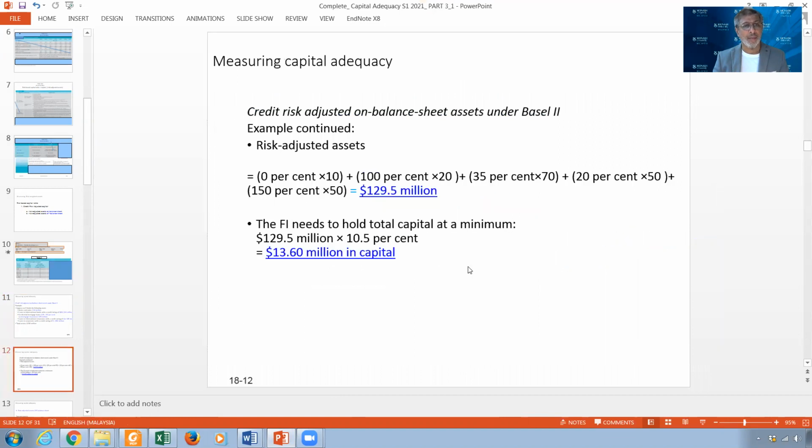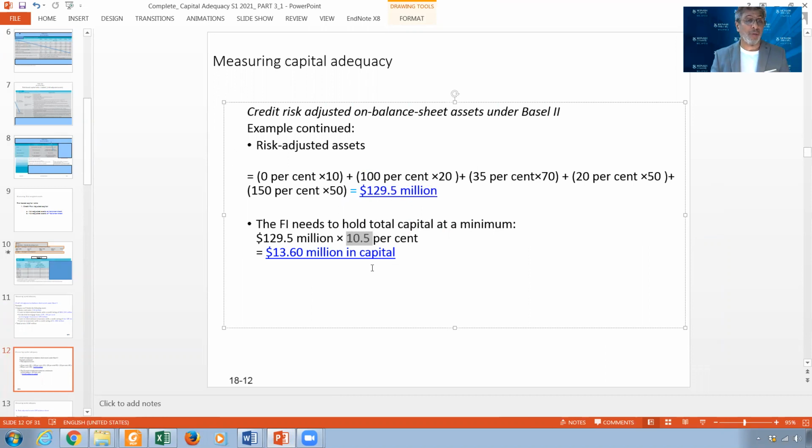This is actually 150% according to table 5. You add it, it's 129 million. And instead of the 200 million, now the risk-weighted asset for this 200 million assets is 129. So the financial institution needs to hold capital at a minimum of 129 just for this one, for the credit times 10.5, which is 13.60 million. This is just to satisfy the total capital.